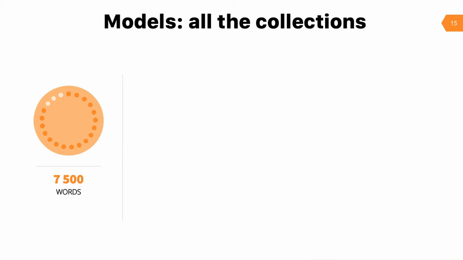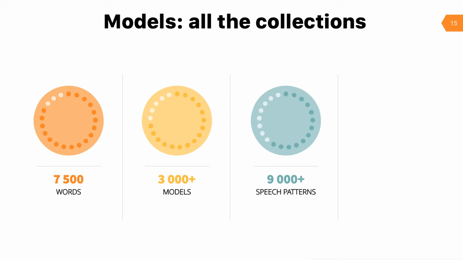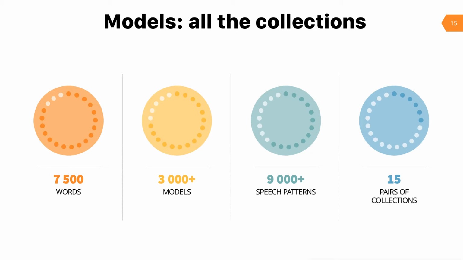In total, there are 7,500 words in the collections of words that represent the most necessary words, the most necessary thematic sections. Also, there are more than 3,000 models, which represent, respectively, more than 9,000 speech patterns. And we have 15 pairs of collections, that is, 15 collections of words and 15 collections of models. That is, we always have a pair usage of collections, a collection of models and a companion collection of words that are necessarily all used in the corresponding collection of models.